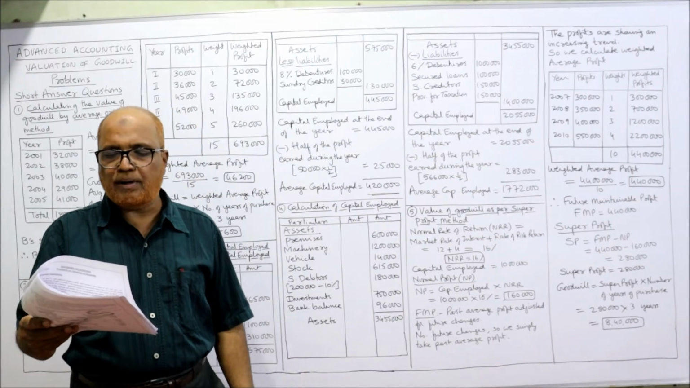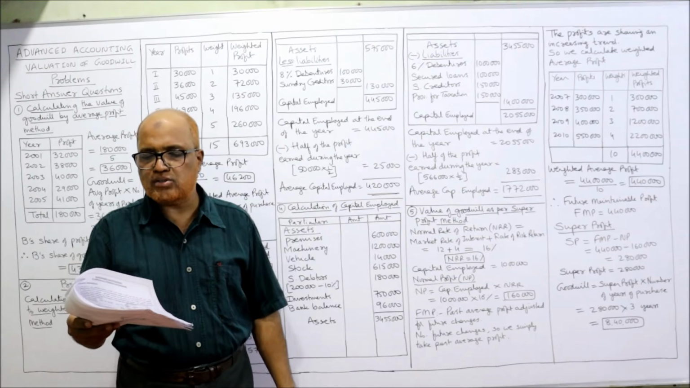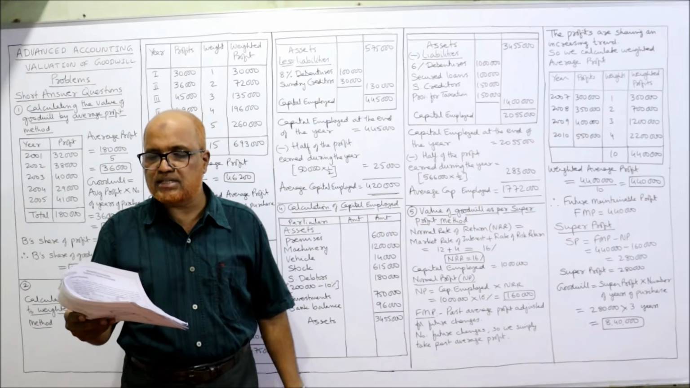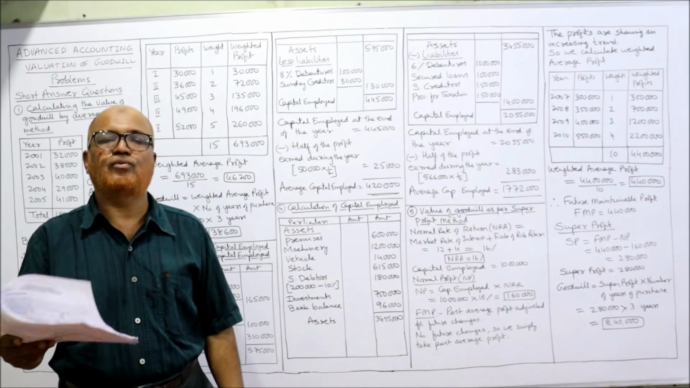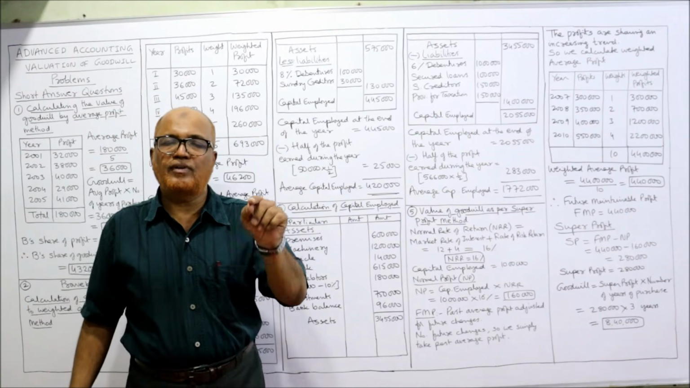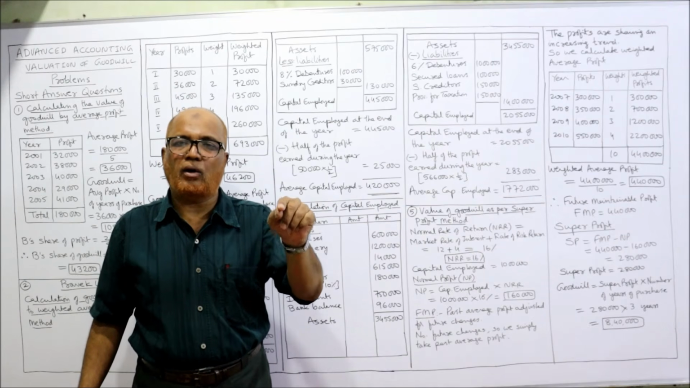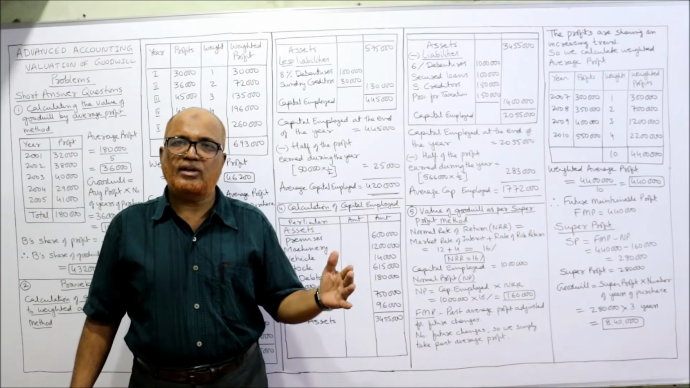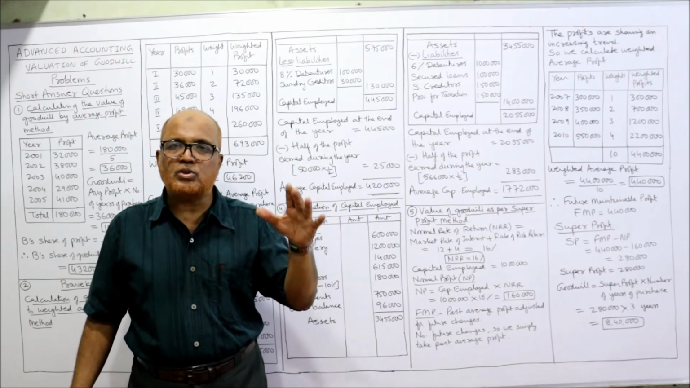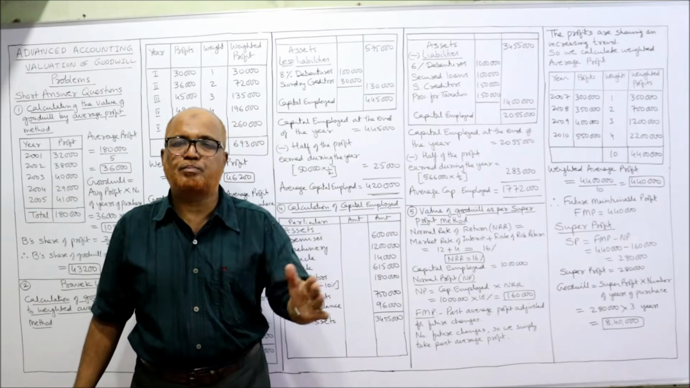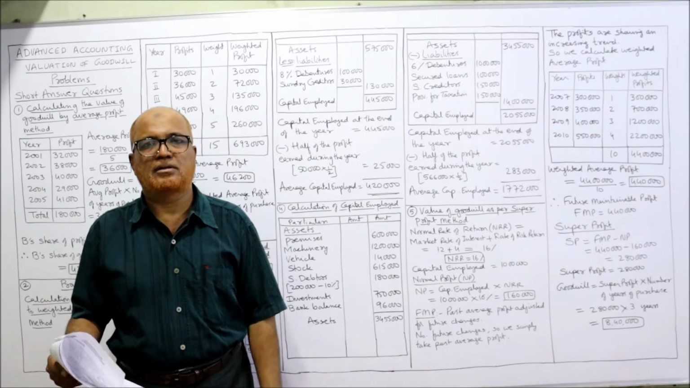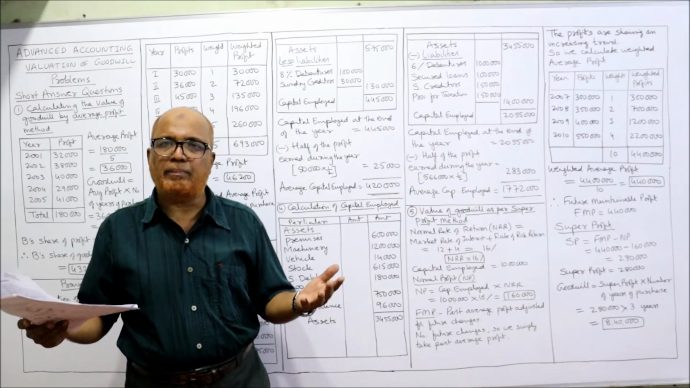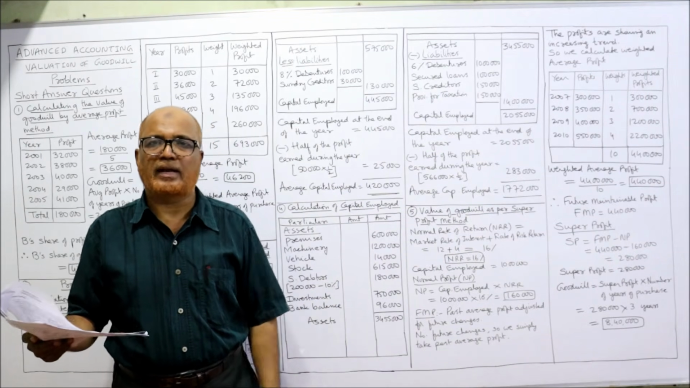From the following particulars, compute the value of goodwill on the basis of 3 years purchase of super profits, taking the average of the last 4 years. First time we are going to calculate the goodwill by following the method of super profit. In the last video, theory video, I have explained to you the procedure of calculating goodwill as per super profit method.